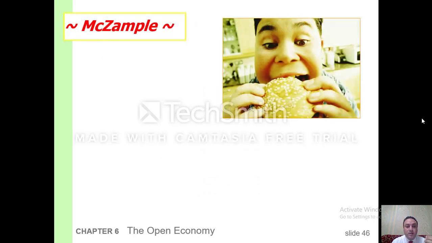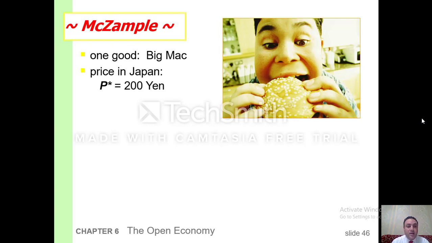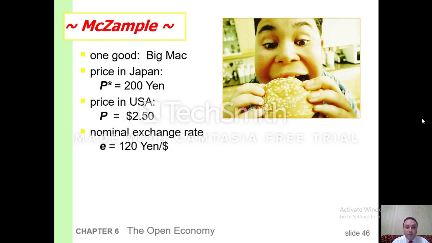For example, let's take the Big Mac example. This is our one good in this example, the sandwich called Big Mac. The price in Japan of this good, P star, the price abroad in this foreign country, is 200 yen. The price of the same good in the United States, P, equals $2.5. And the nominal exchange rate between the yen and the dollar is 120 yen per dollar.